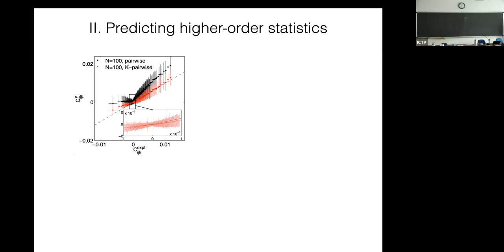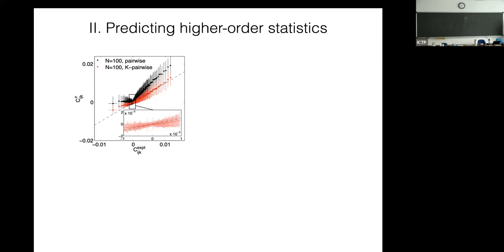If you construct only pairwise models, so Ising-like, without this global term, you see, this is now a scatter plot of one versus the other. These are binned predictions because there are many, right? There's 100 choose three of these numbers. So if you just plot dots, you don't see anything. But you see that the pairwise model has this systematic deviation. It over-predicts three-point correlations for positive correlations and under-predicts the negative ones, because this is the equality line.